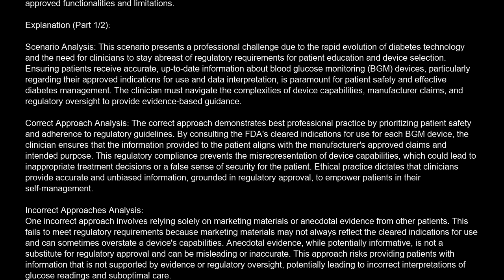Incorrect approaches analysis. One incorrect approach involves relying solely on marketing materials or anecdotal evidence from other patients. This fails to meet regulatory requirements because marketing materials may not always reflect the cleared indications for use and can sometimes overstate a device's capabilities. Anecdotal evidence, while potentially informative, is not a substitute for regulatory approval and can be misleading or inaccurate. This approach risks providing patients with information that is not supported by evidence or regulatory oversight, potentially leading to incorrect interpretations of glucose readings and suboptimal care.